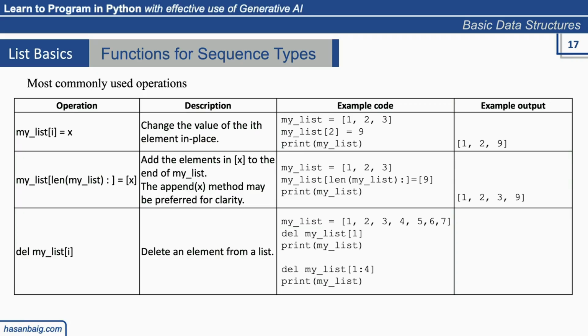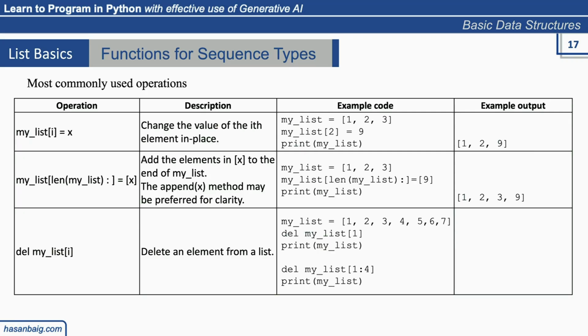So the updated list, after performing the first operation, my list would become 1, 3, 4, 5, 6, and 7. Okay? Now we are performing the second operation. So what will be an output? What will the state of my list become?